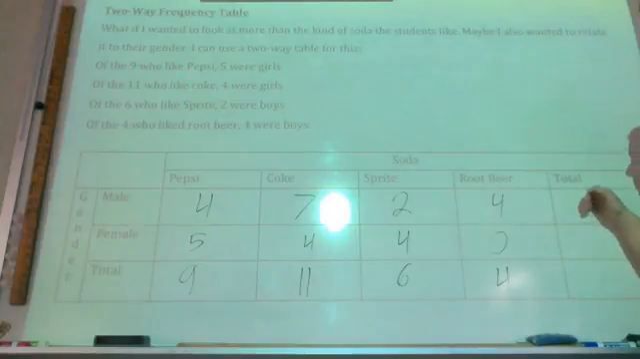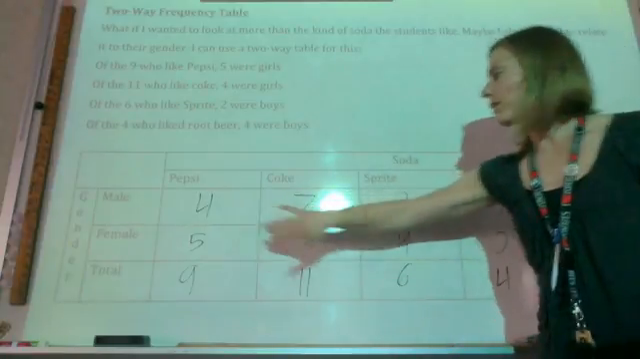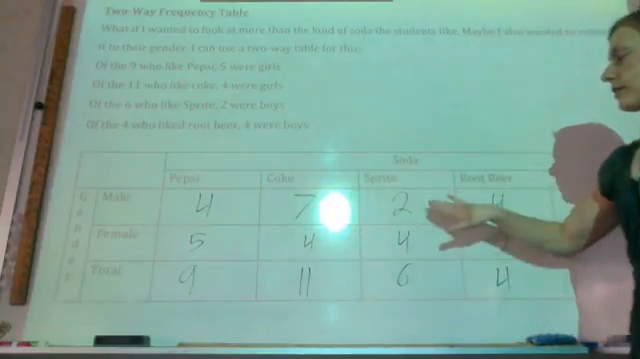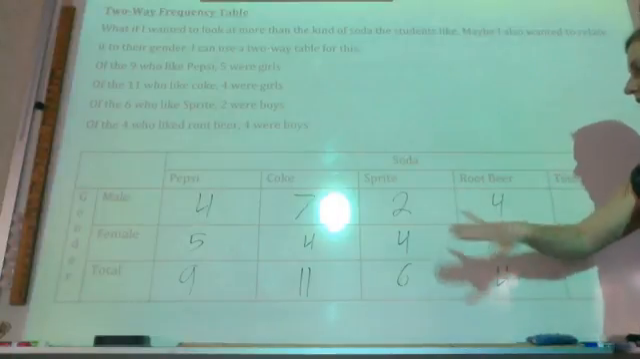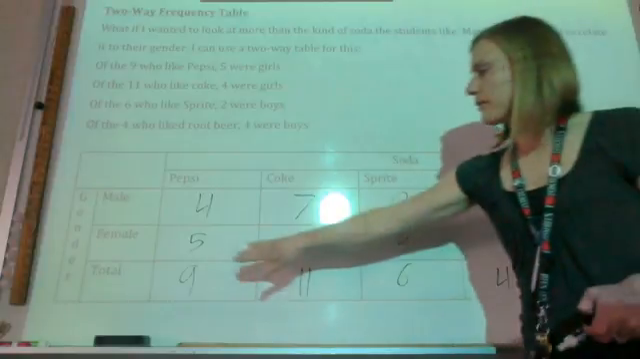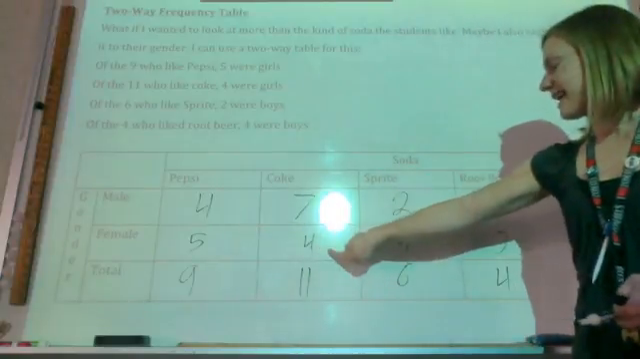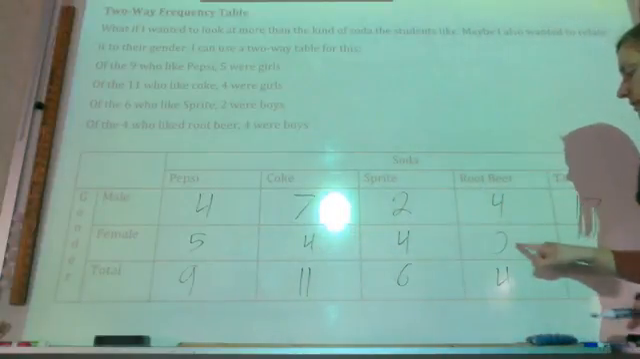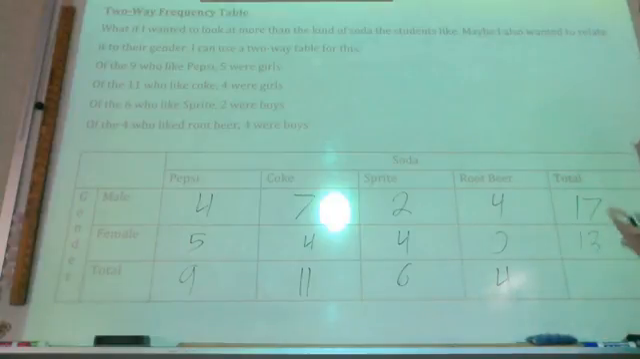So now let's also fill in our totals. So how many males were there? Well, let's see. 4 plus 7 is 11, plus 2 more is 13, plus 4 more is 17. Then, let's see how many females there were. So 5 plus 4 is 9, plus 4 is 13, plus 0. And that should make sense because I had a class of 30.